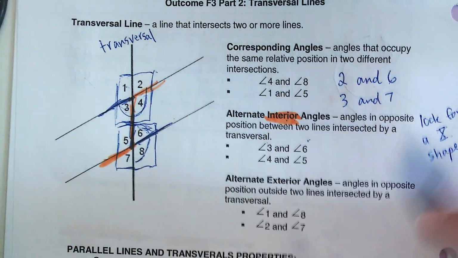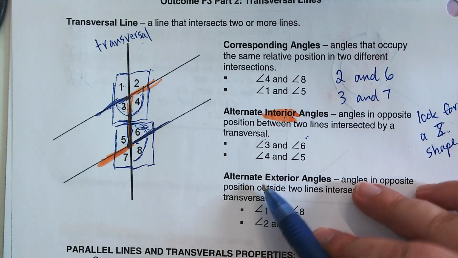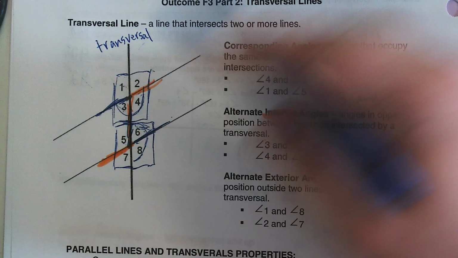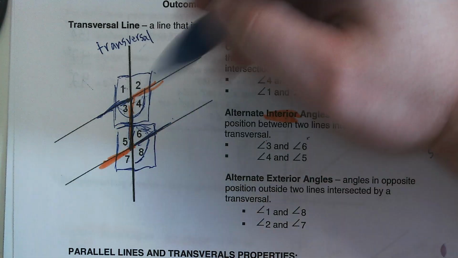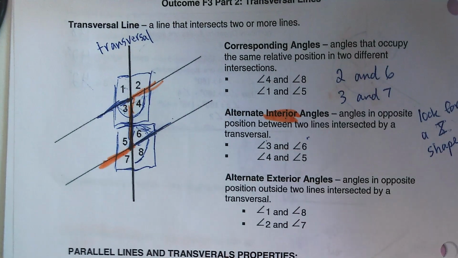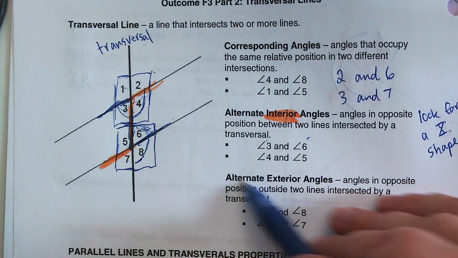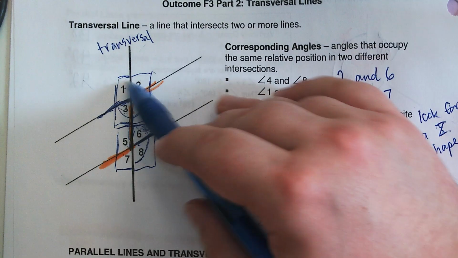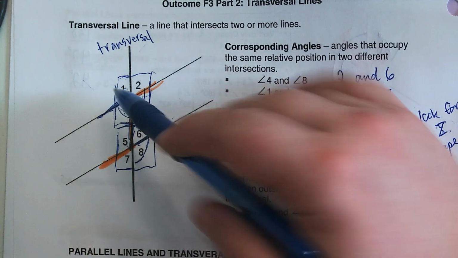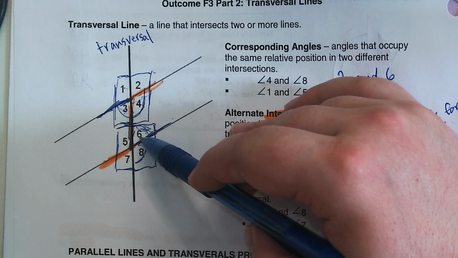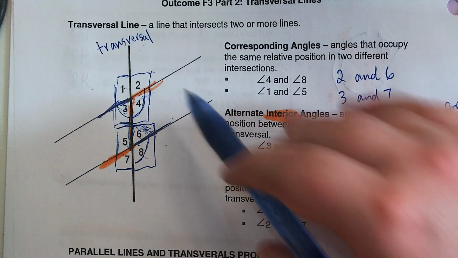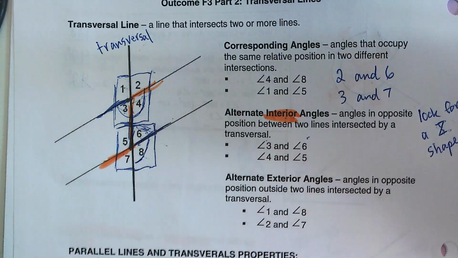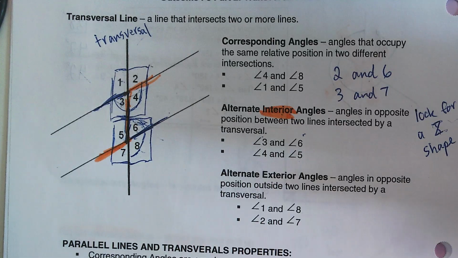Okay? The opposite of that is alternate exterior. So exterior, those are my 1, 2, 7, 8 angles because they are outside of the two lines that we are looking at. And alternate means it's going to be opposite. So 1 is on the left of the transversal, 8 is on the right of the transversal. 1 and 8 are going to be equal to each other. And same thing with 2 and 7, they are also going to be equal to each other.